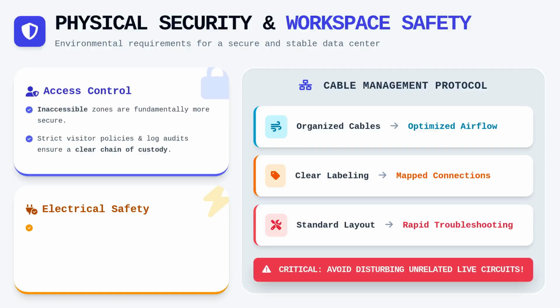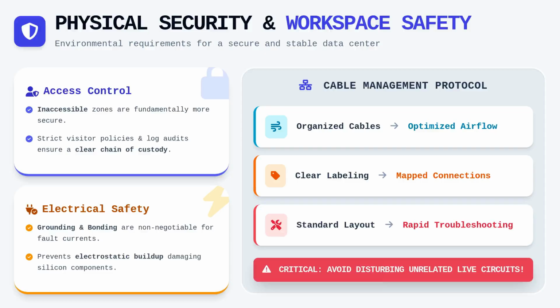Grounding and bonding of your racks and cabinets are similarly non-negotiable. This completes the electrical circuit for fault currents and serves as a vital protection against electrostatic buildup that could damage sensitive silicon components over time.